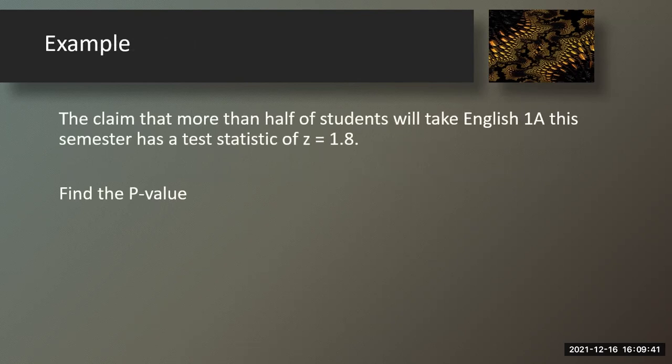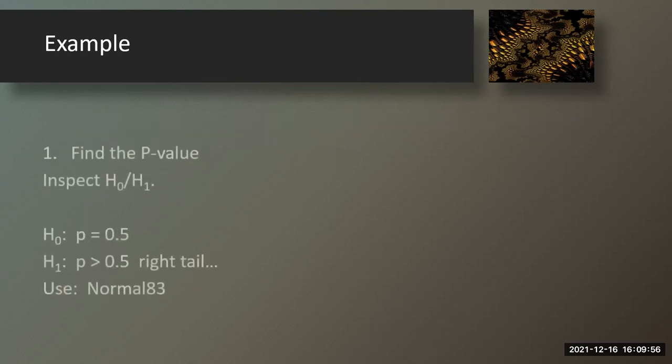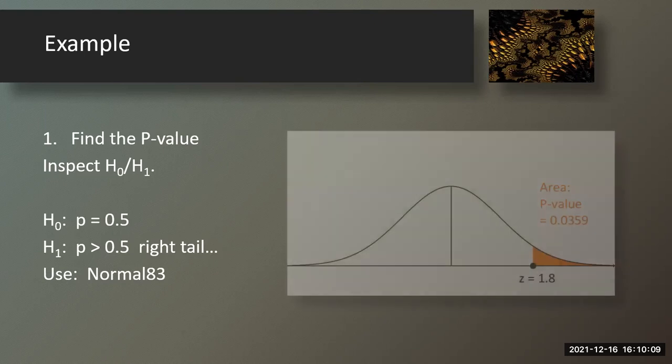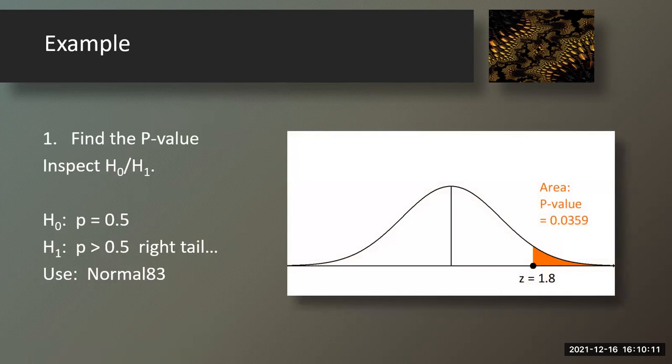We have a claim that more than half of students will take English 1A this semester. And this claim and the data produced a test statistic of z equals 1.8. Find the p-value. So to find the p-value, we need to make sense of the hypothesis. More than half, that's p is greater than 0.5. That means I'm looking at a right-tail test. Now that area, the p-value, is equal to 0.0359. How did I get that value?